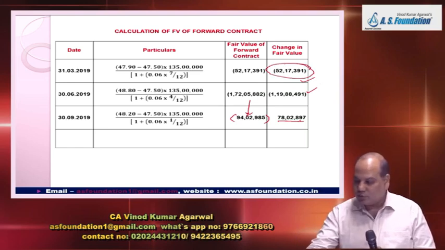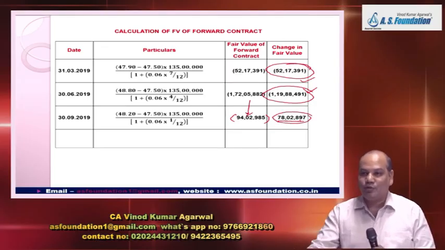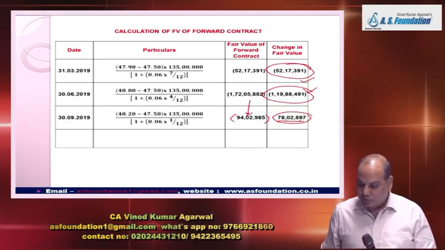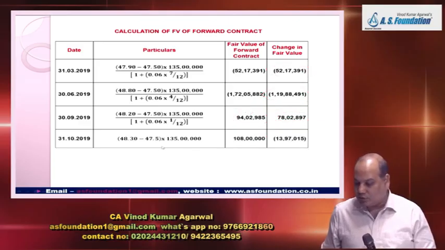Here I will pass the entry OCI to forward contract. OCI to forward contract. Now forward contract to OCI. One rate I have purposefully given lower so that you will understand what you will do. Now come to 31st October, the settlement date.